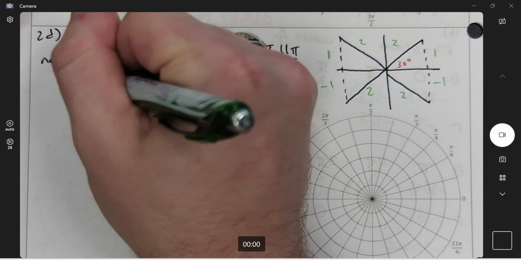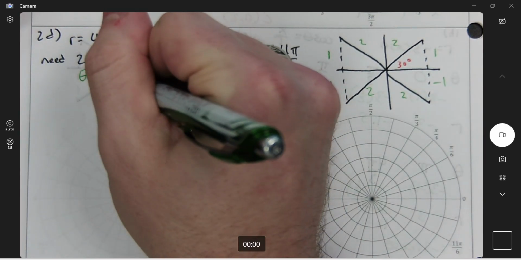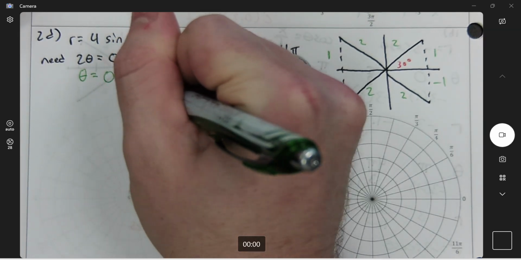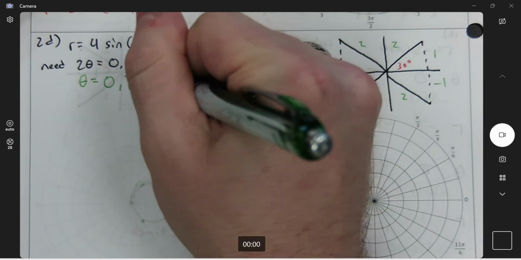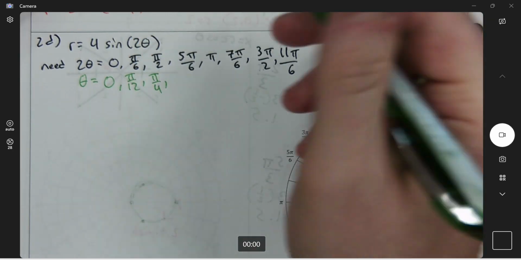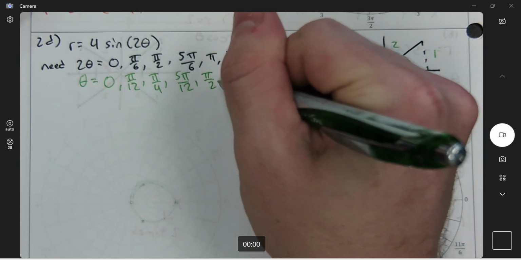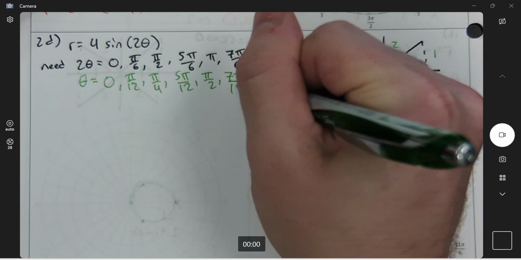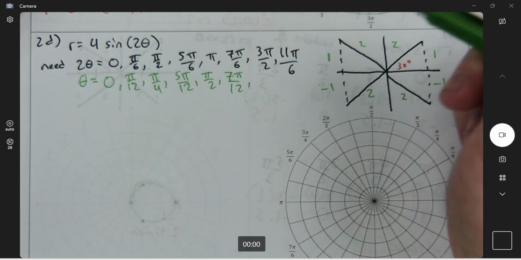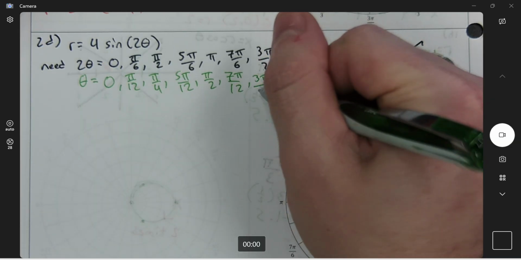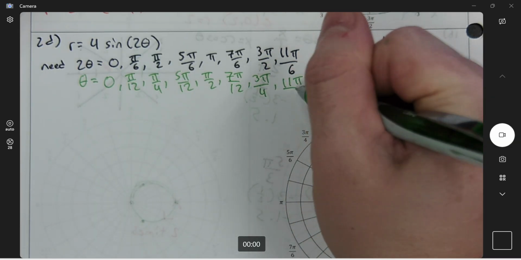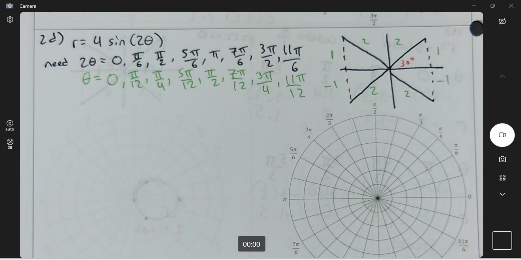Here are the thetas that we will use. We will use 1/2 of 0, 1/2 of pi over 6, so pi over 12, 1/2 of pi over 2, pi over 4, 1/2 of 5 pi over 6, 5 pi over 12, 1/2 of pi, I think you see what's happening, 7 pi over 12, 3 pi over 4, and 11 pi over 12. There. And every one of those is a spoke. We don't have to estimate anything. Yay! That makes life good. No estimations necessary.